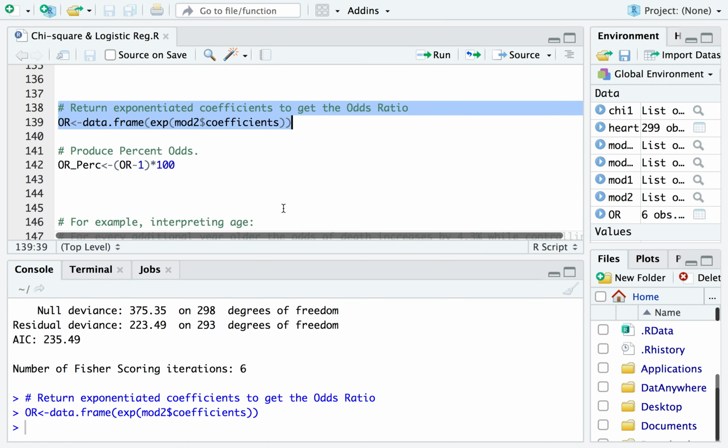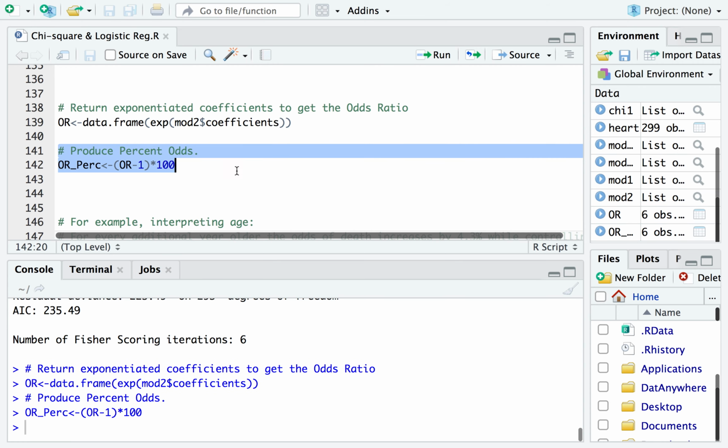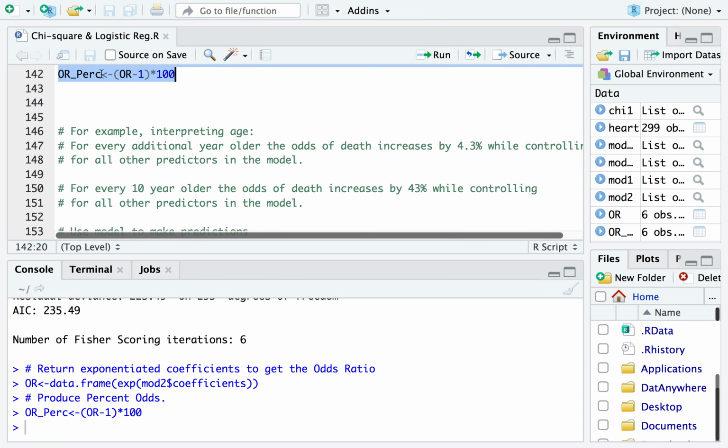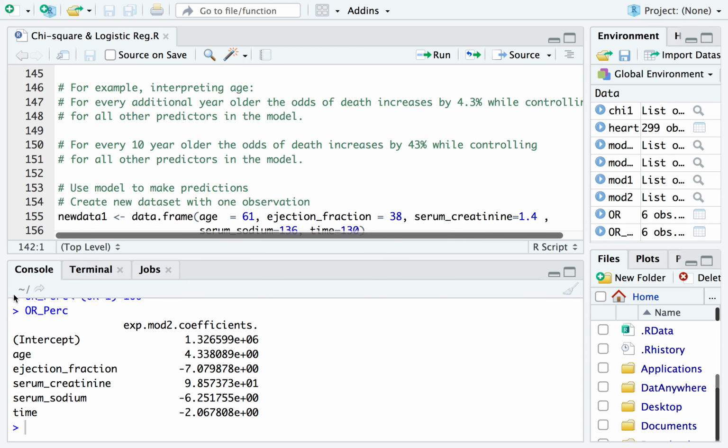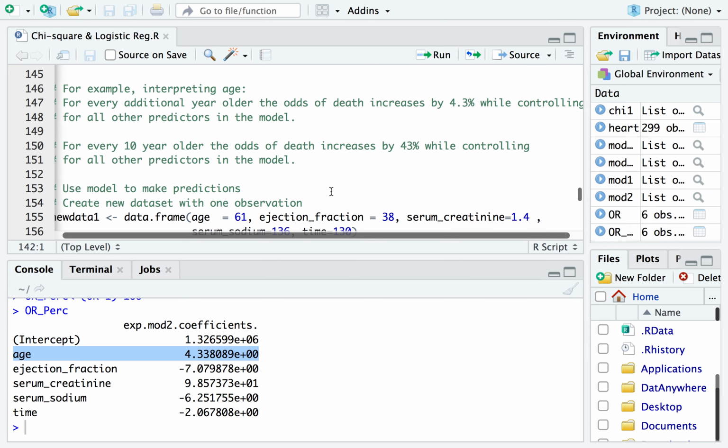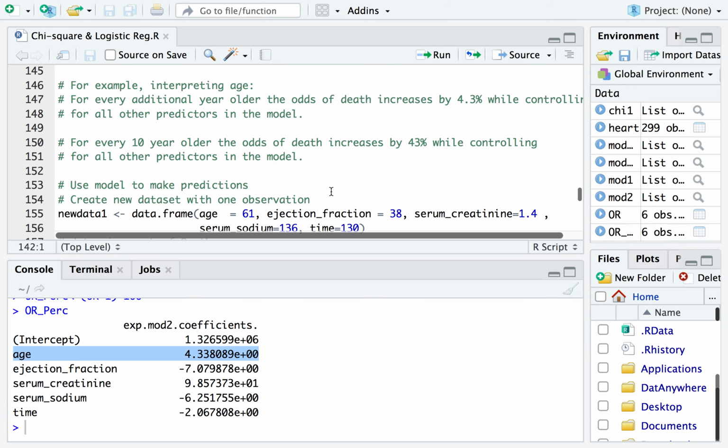Then I'm going to do an additional step, because sometimes I like to interpret it as a percent. So I'm going to subtract 1 from the odds ratio and multiply by 100. Let's look at it here and interpret what these results mean. Let's interpret age. What does the 4.3 mean? For every additional year older, the odds of death increases by 4.3%, while controlling for all the other predictors in the model.